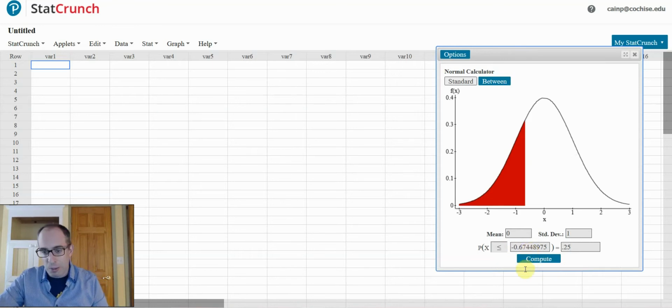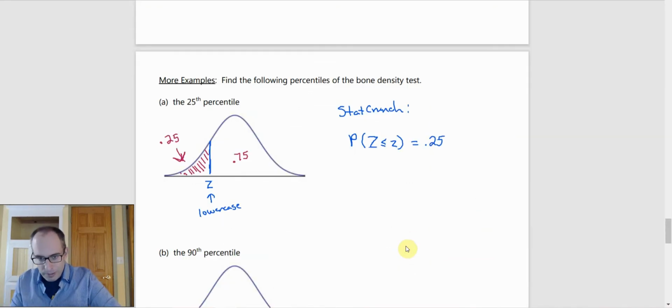So that negative 0.674, that is going to be the 25th percentile, because the probability that you get something below that is 0.25. So going back here, little z ends up being negative 0.674.